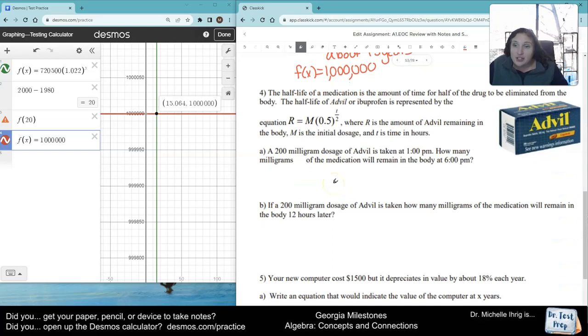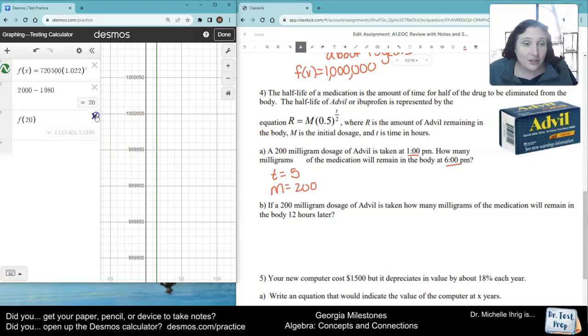All right, let's take a look at this next problem. If the half-life of medication for the drug is listed below, where R is the remaining and M is the initial dosage. Okay, it says a 200 milligram dose of Advil is taken at 1. How many milligrams of the medicine will be in the body at 6? So 1 to 6 is how many hours? 1 o'clock, 2 o'clock, 3 o'clock, 4 o'clock, 5 o'clock. So we know that t equals 5. And the initial dose is 200.